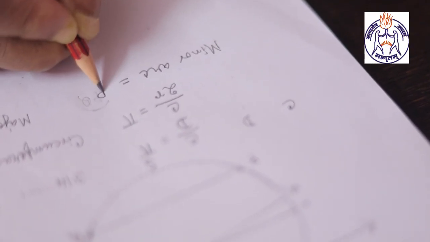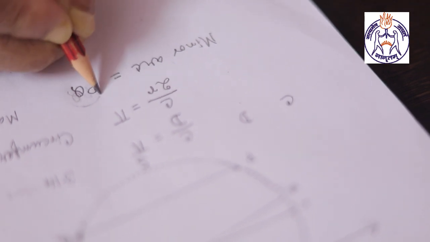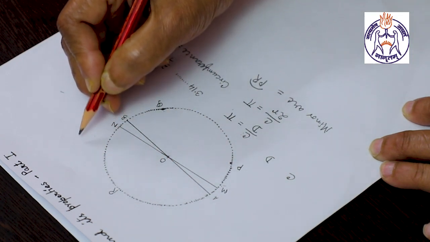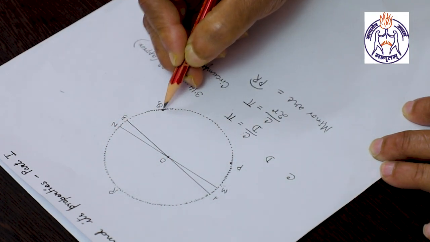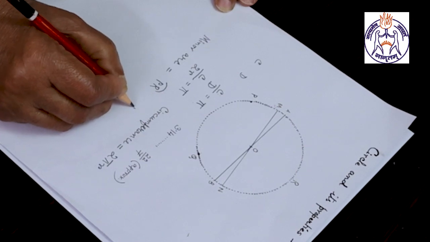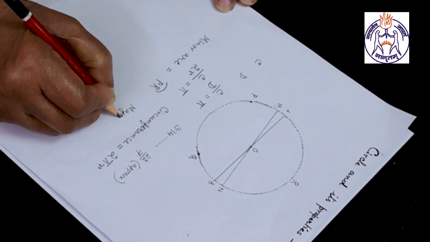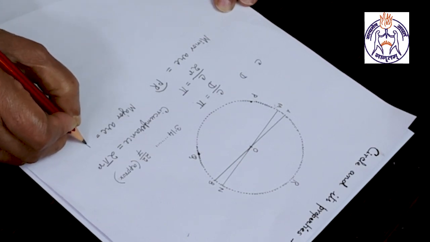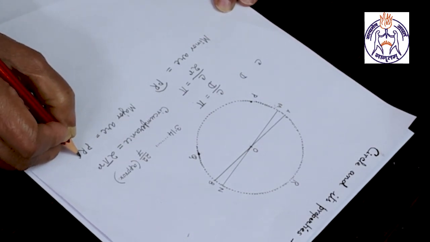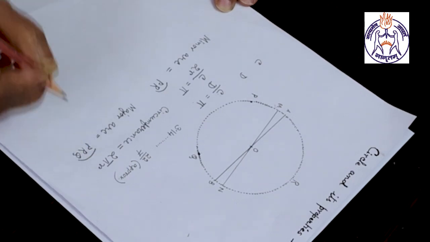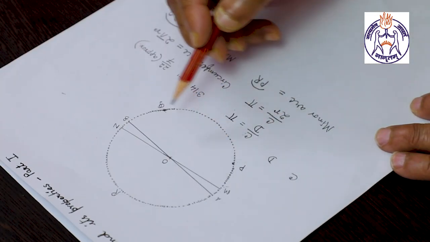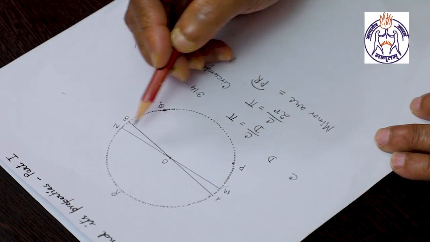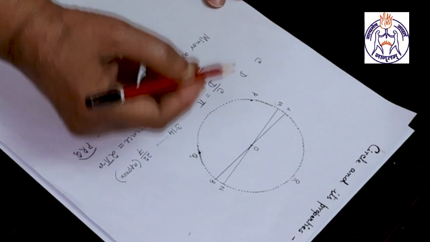PQ is the minor arc. The major arc is from P along this line and ends at the same end points, P and Q. So the major arc we denote as PRQ. Now if P and Q lie on the endpoints of a diameter, then both the arcs become equal.